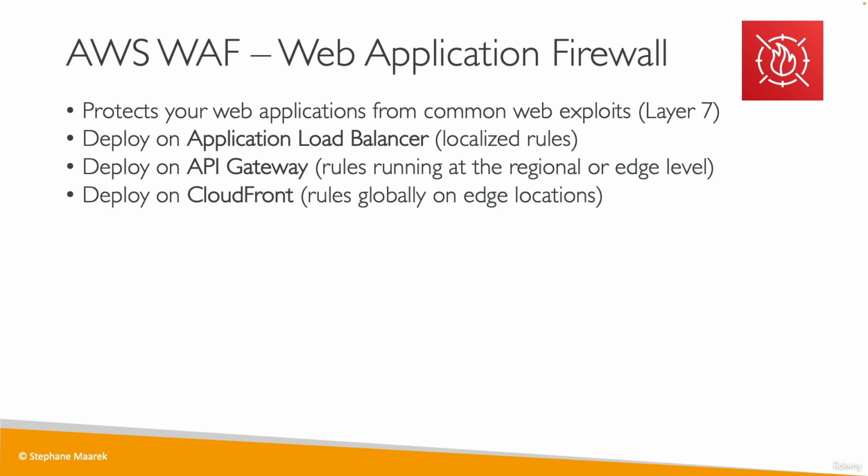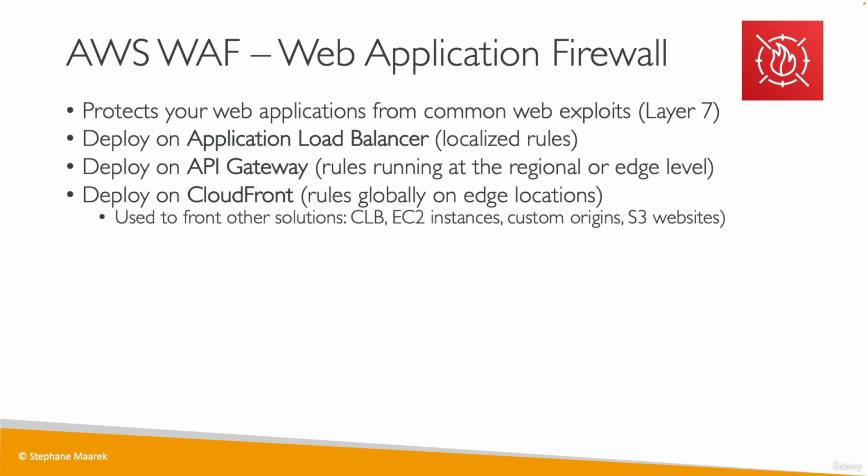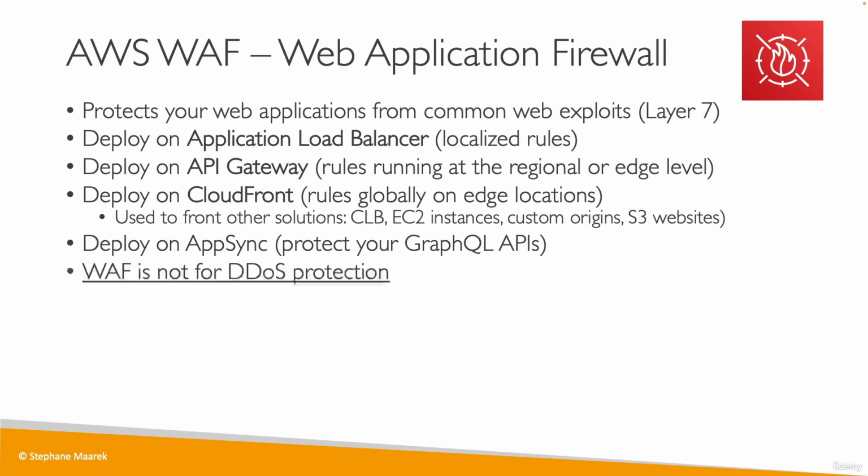You can deploy it on CloudFront, and these rules are going to be running globally on all edge locations where CloudFront is. And this could be used, for example, if you wanted to have a web application firewall for your classic load balancer, your EC2 instances, custom origins, or S3 websites, you would have CloudFront and then deploy WAF on CloudFront. You can also deploy it on AppSync, and this is going to allow you to protect your GraphQL APIs directly. So remember that WAF is not used for DDoS protection.